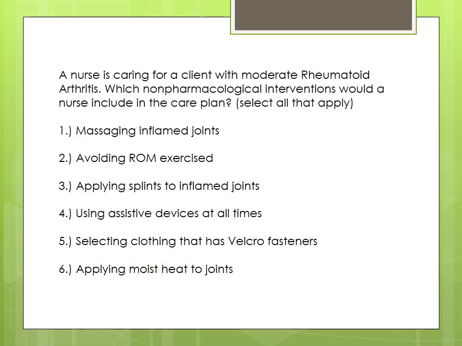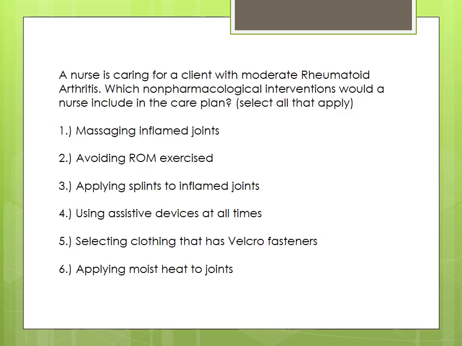A nurse is caring for a client with moderate RA. Which non-pharmacological interventions would a nurse include in the plan of care? This is a select all that apply. All right, so rheumatoid arthritis is a chronic systemic inflammatory disorder. It affects many tissues, organs, and joints, right? But in particular, the synovial fluid.